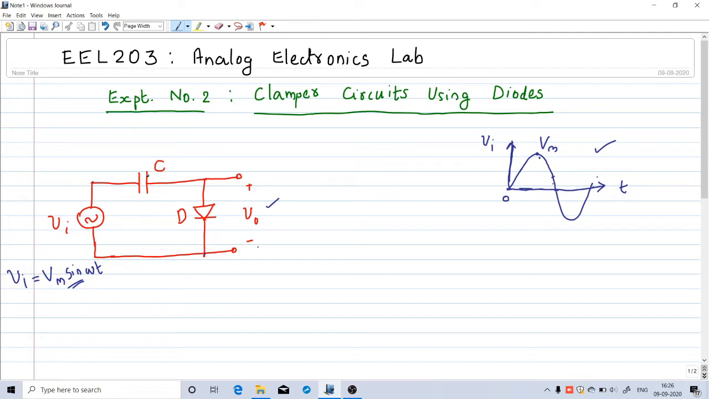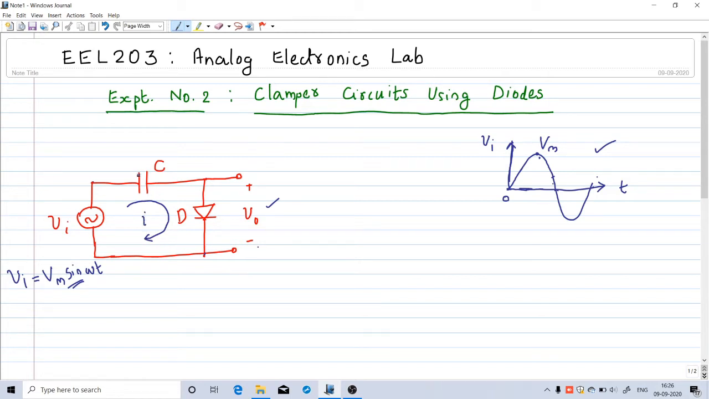So let us assume that the capacitor is initially uncharged. There is no charge in the capacitance, and the diode D is ideal. So these are the two assumptions. Now you can see that during the positive half cycle, this diode D will be forward biased. So the current will be flowing through the circuit like this.